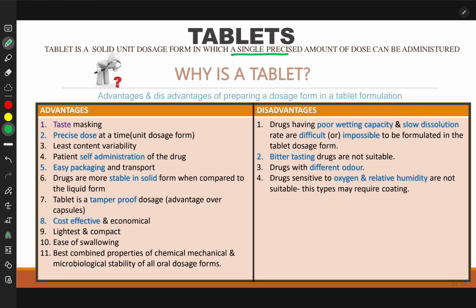There might be huge advantages. We have many advantages than disadvantages. That is why we are preparing around 85% of the complete marketed formulations as tablet formulations. So, we'll see each and every advantage. First, taste masking.